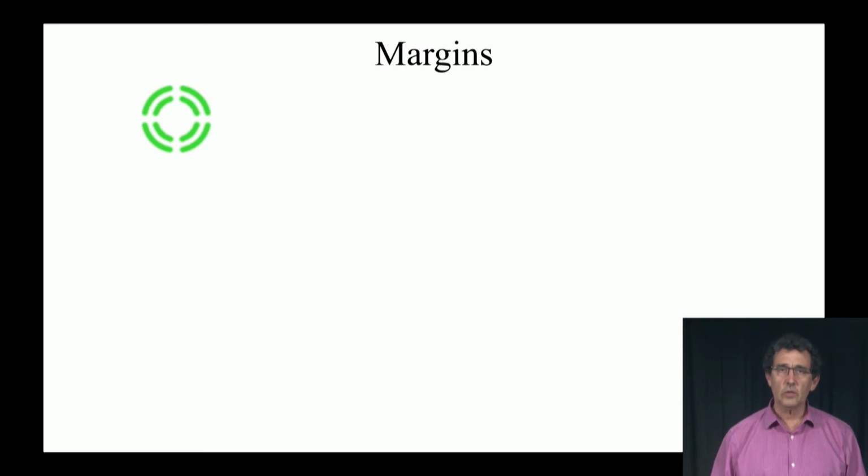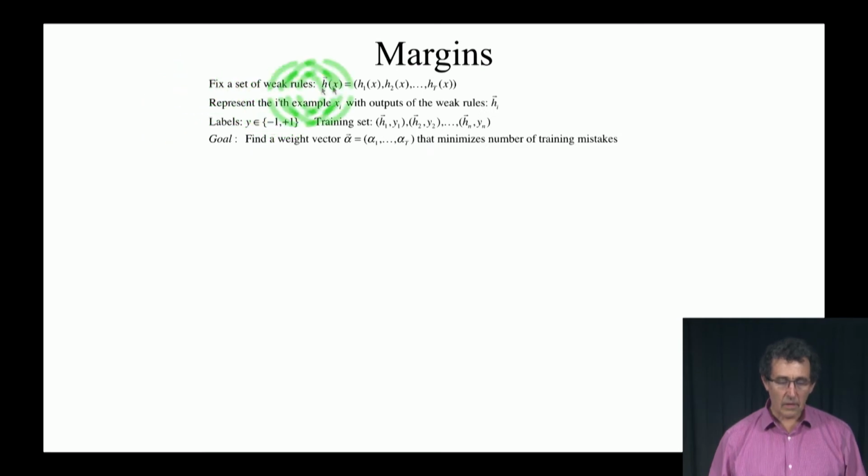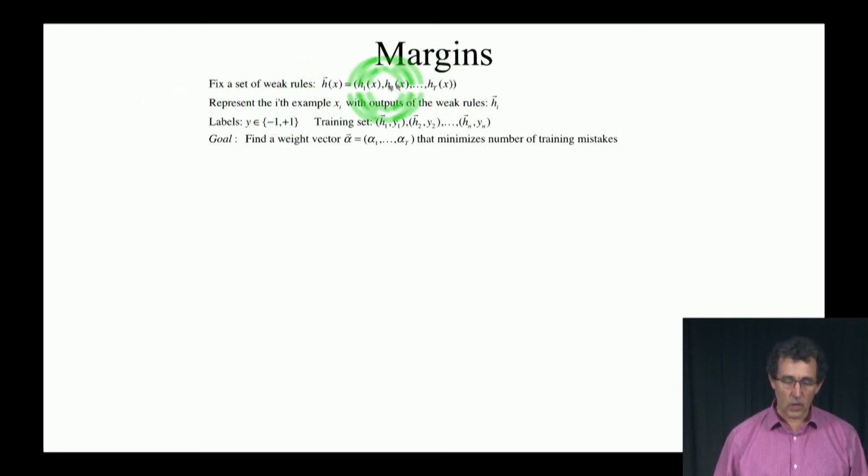So at this point, I want to introduce the margins. Margins are going to be useful for many things, and now I'm just going to define them. So suppose that we have some fixed set of weak rules, h_1 to h_T, and we are fixing them. And now we're thinking about the example x_i just as the outputs of all of these rules. Okay, so it's just the output from each one of the rules. And then you have the label that is +1 or -1, and you have the training set. And the goal is to find a good weight that minimizes the number of training mistakes.